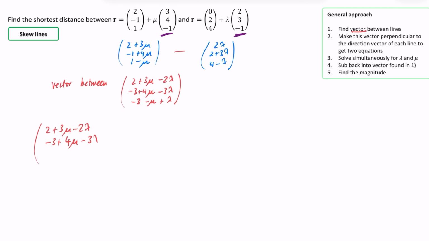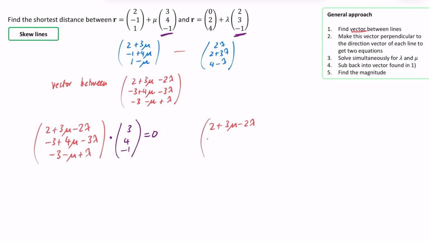This is when I try and do too much and talk at the same time. I'm going to dot that with the two vectors that I've underlined in purple, and I'm going to make them equal to 0 so that it's perpendicular to both of them, okay? So should I do that both at the same time? Yes, why not?